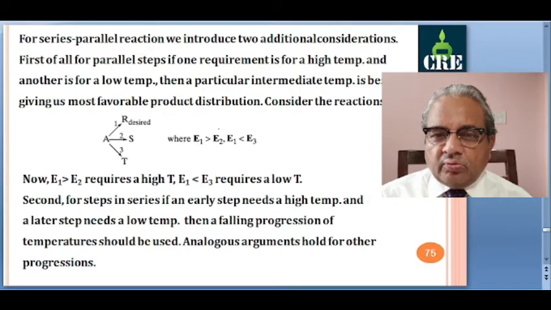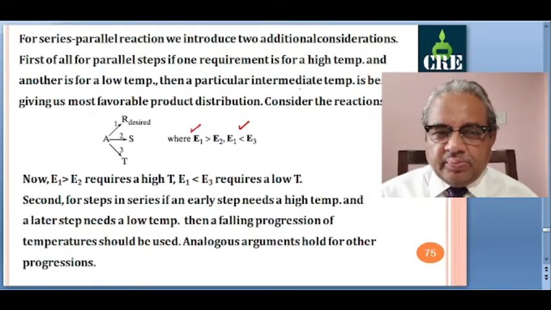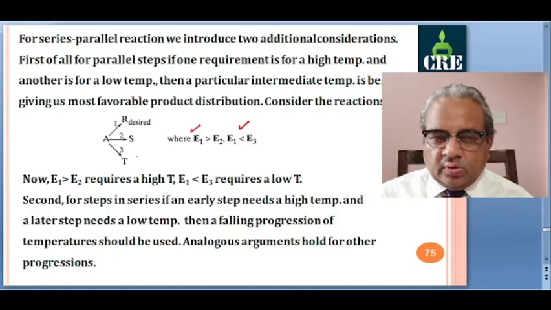So we want high temperature for this reaction, and low temperature for this reaction. So we will try to attempt and fix up some intermediate temperature which is best and gives you the most favorable product distribution, that is maximum possible R. E1 is greater than E2. There is a requirement of high temperature. E1 is less than E3. There is a requirement of low temperature for this parallel step.